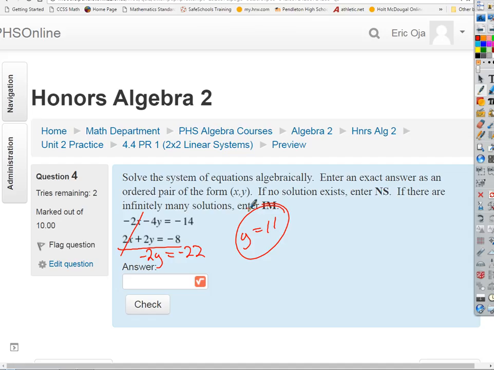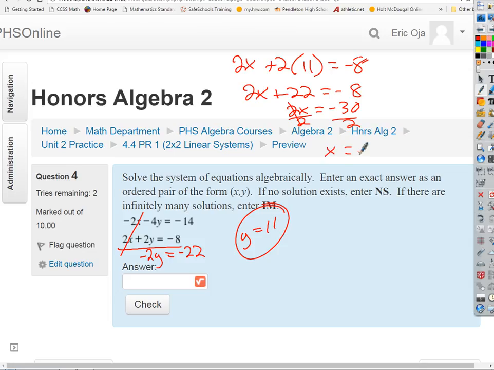Now we would just plug that back into either one of the two original equations to find the corresponding value of x. Pick the easiest one, probably the bottom one, not that it really matters. So then we end up with 2x plus 2 times 11 equals negative 8. Let's see what we get. If we simplify this, 2x plus 22 equals negative 8, subtract 22, we get 2x equals negative 30, divide each side through by 2, and we get x equals negative 15.